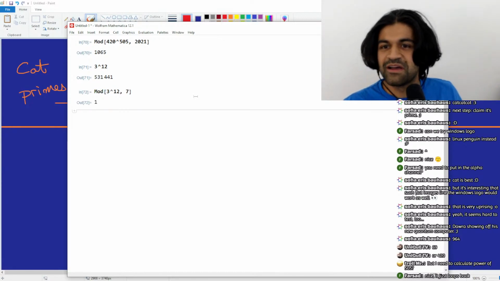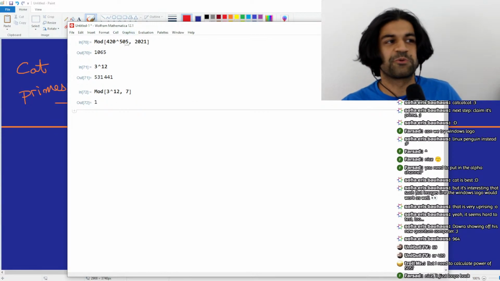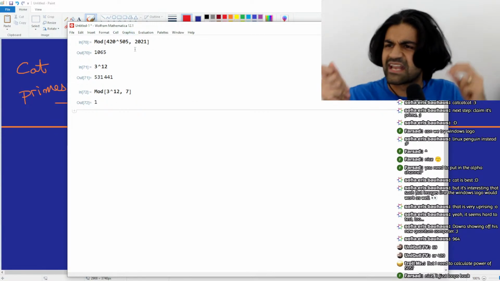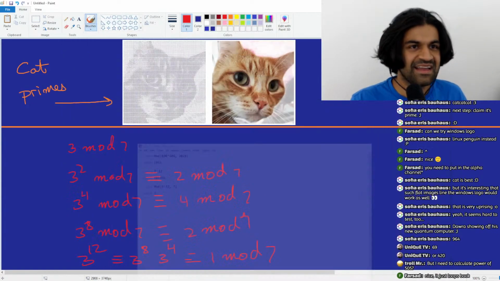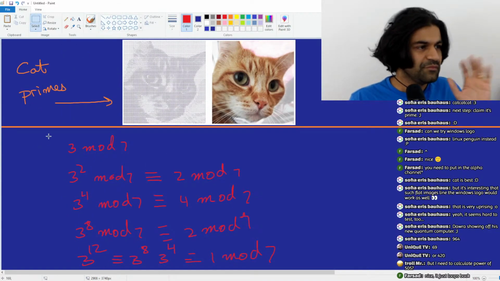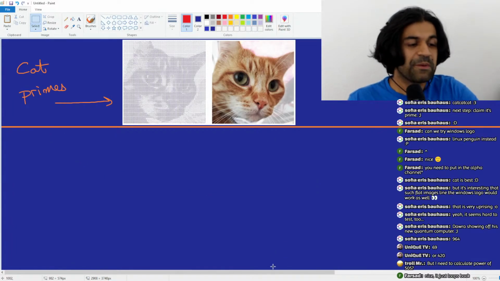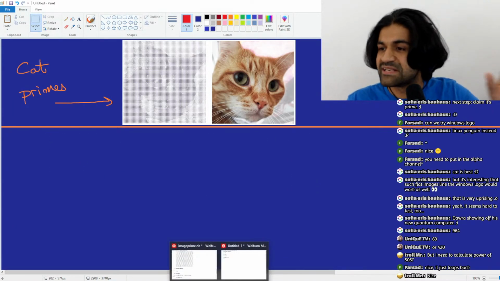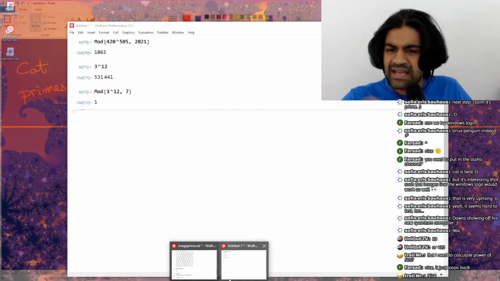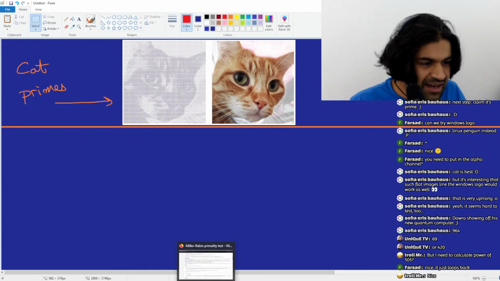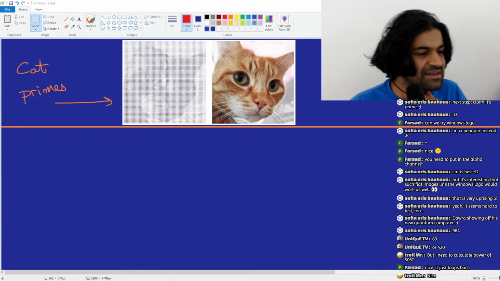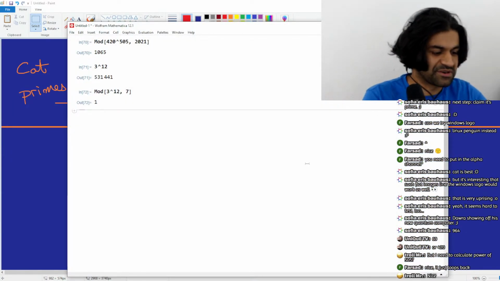Okay? So for a computer, doing something like 420 to the 505 mod 2021 is like nothing. It's like water, instantaneous. Okay? So here's the idea. So by the way, the Miller-Rabin test told us instantaneously that 2021 is not prime. So let's actually factor 2021 and see what happens.